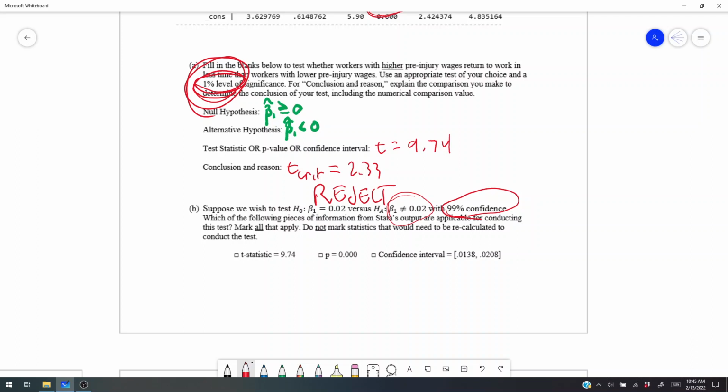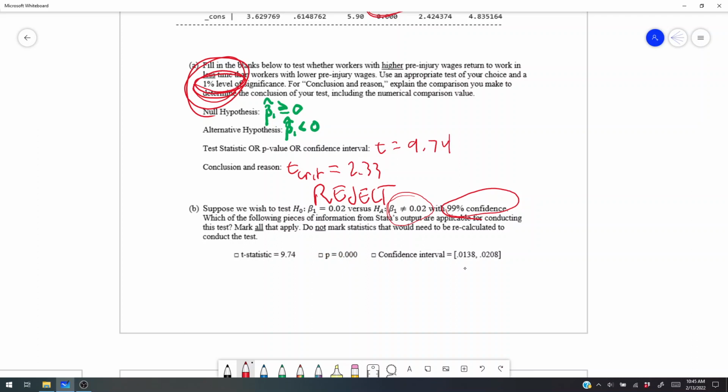The t-stat. Well, the t-stat for Stata has a null hypothesis that beta 1 is equal to 0. We just did this, right? So that one's no good, but it says mark all that apply. So I'm going to not mark it. And then the p-value. Okay, so this is a two-sided p-value, right? We almost made that mistake the first time. But this p-value is, again, for the null hypothesis that beta 1 is equal to 0 instead of 0.02. So this p-value is no good. But it says mark all that apply. So I won't mark it.